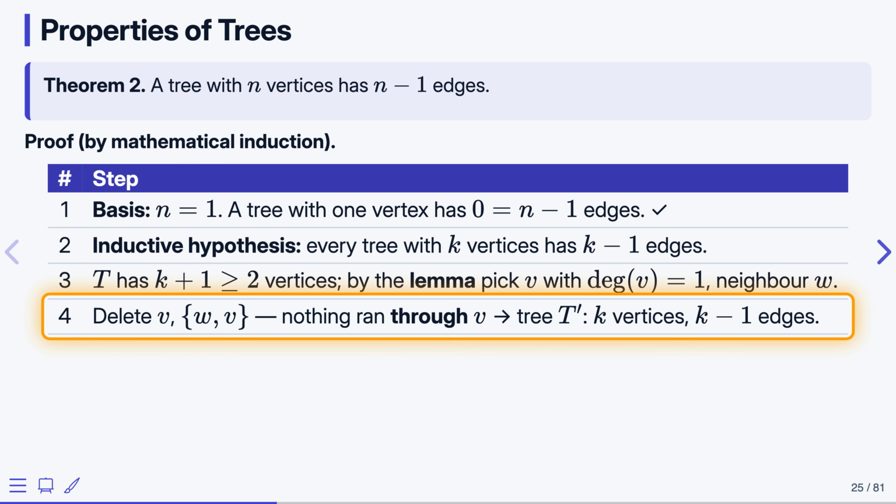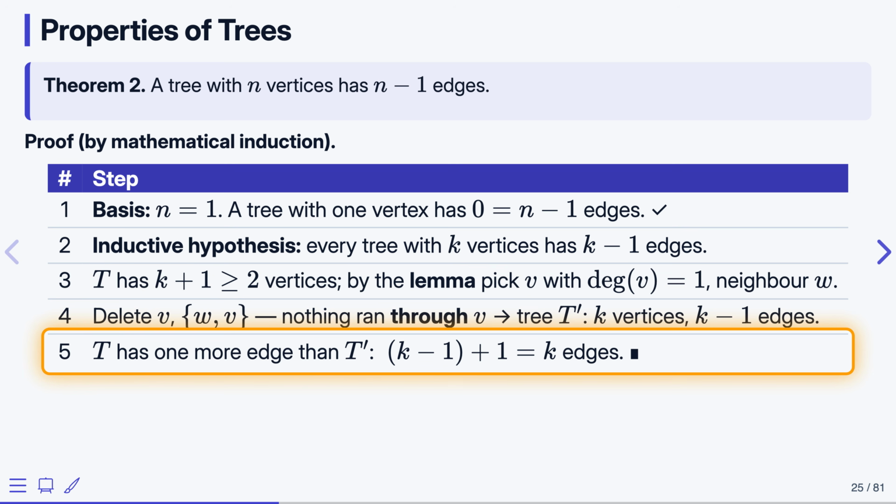And removing an edge cannot create a circuit, so what is left is still a tree, and it now has k dots. By our hypothesis, it has k-1 edges. Step 5. T had exactly 1 more edge, the one we removed. So T has k-1 plus 1, which is k edges. That is 1 less than k plus 1 dots, exactly as claimed.